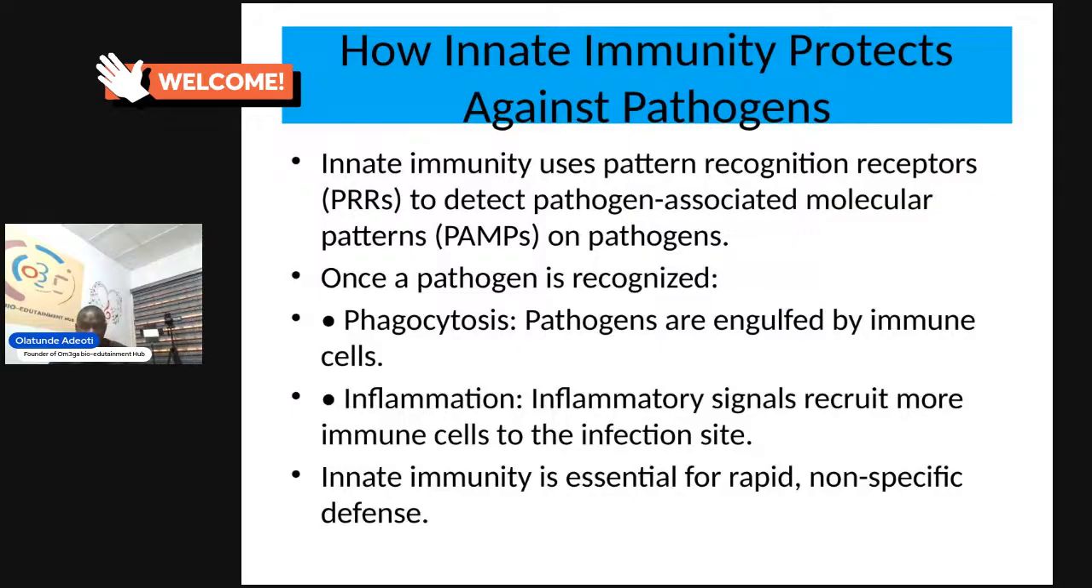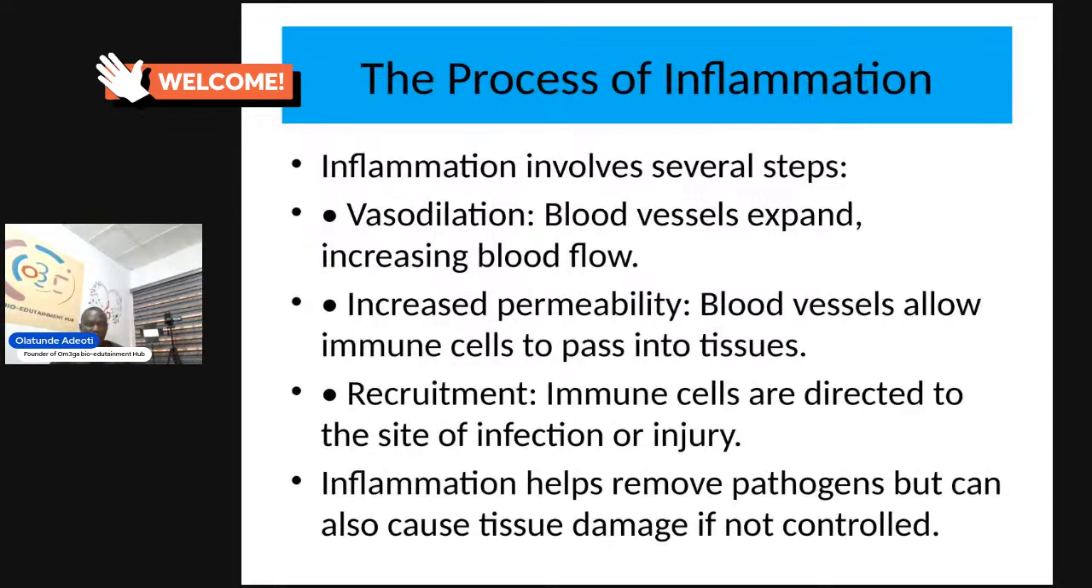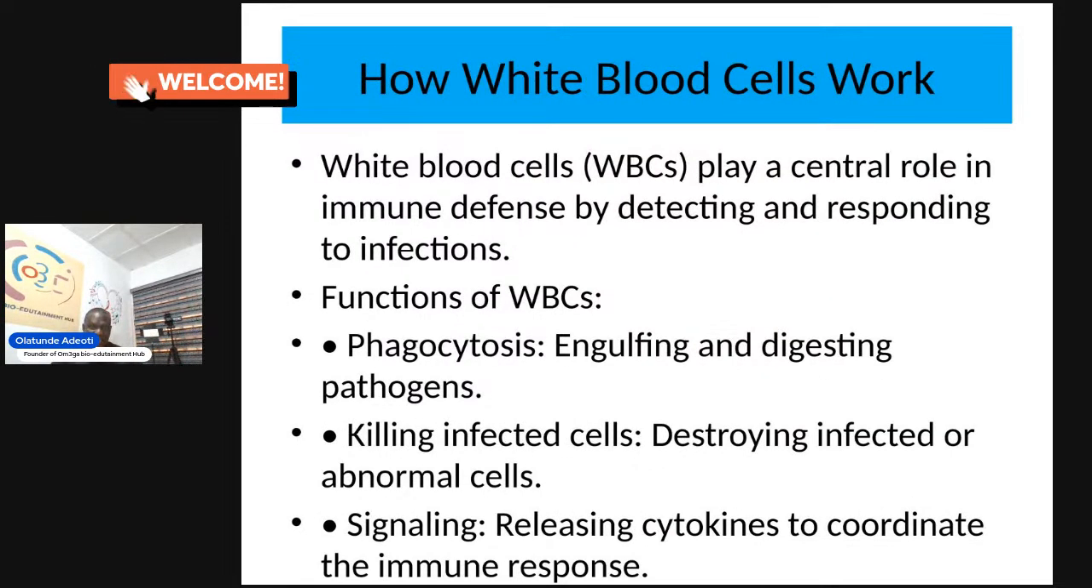Then after phagocytosis, there is going to be swelling, that is inflammation. The inflammatory signal recruits more immune cells to the site of infection. So innate immunity is very essential because it is rapid, it is not specific, and it is naive. The process of inflammation, I have mentioned that earlier on.